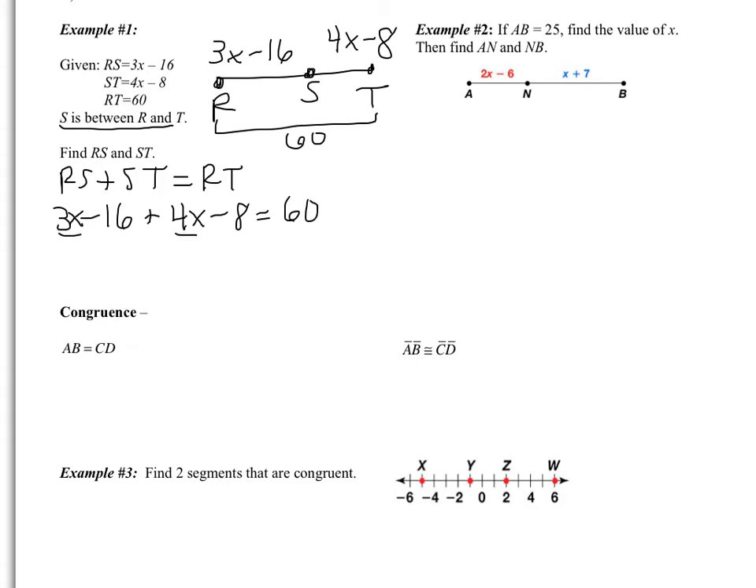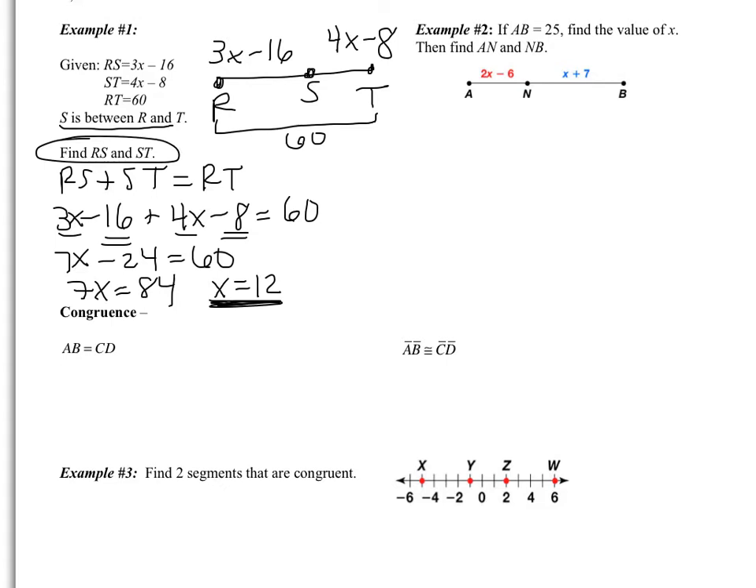3x add 4x is 7x. Negative 16 and negative 8 is negative 24. It's going to be equal to 60. If I add 24 to both sides, I have 7x equals 84. Dividing by 7, I end up with x equals 12. Okay, but remember the question asks us to find RS and ST. So RS is going to be 3 multiplied by 12, subtract 16. So 36 subtract 16, which is 20.